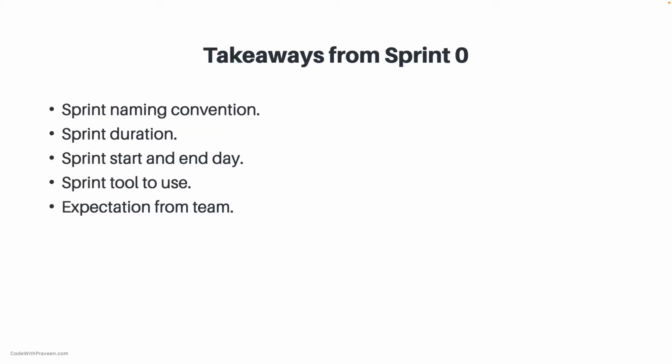There are some key takeaways that can be compiled by the end of the sprint 0. Some of the common ones are sprint naming convention, sprint duration, sprint start and end day, sprint tool to use, and finally any expectations from the team members. You will see with practical examples for them shortly.